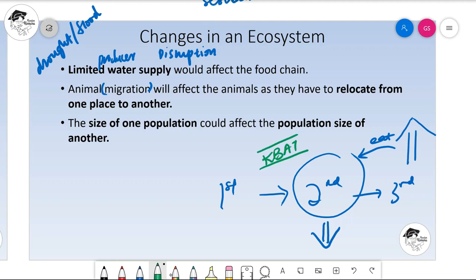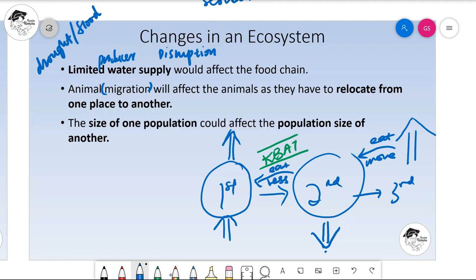Because when the tertiary consumer eats the secondary consumer, let's say the tertiary consumer suddenly increases, the secondary consumer will also be eaten more. So the secondary consumer also reduces. But if the number of the secondary consumer decreases, what happens to the primary consumer? The primary consumer will also increase.